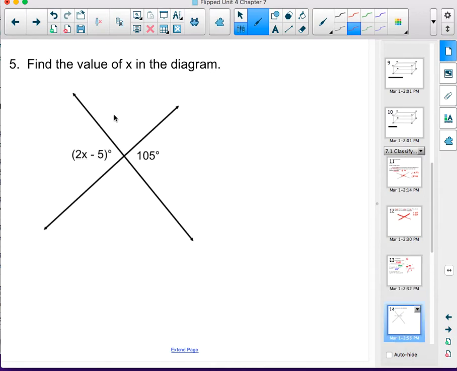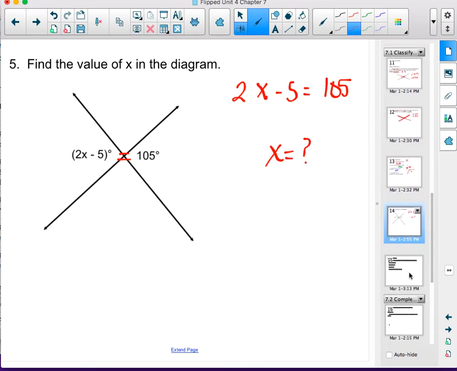Number 5, sorry, I'll get you started on this one as well. It says find the value of X in the diagram. Number 5, I hope you're noticing I've got 2 lines intersecting in an X. The angles across from each other are vertical angles. That means they are congruent, which means they are equal to each other. So that means I can actually write an equation here. 2x minus 5 will be equal to 105 degrees. I bet you can think hard back to chapter 6 and you can solve for x. Don't forget your train tracks. Don't forget to check.